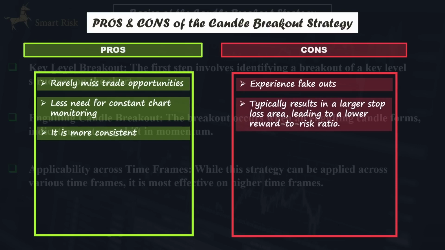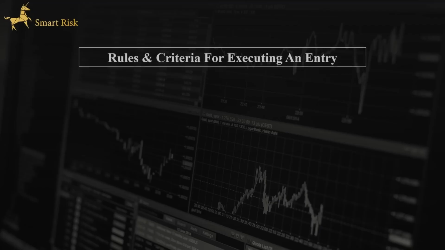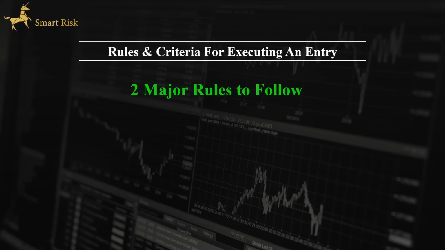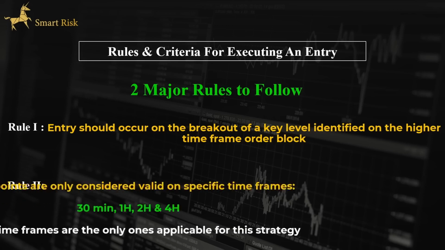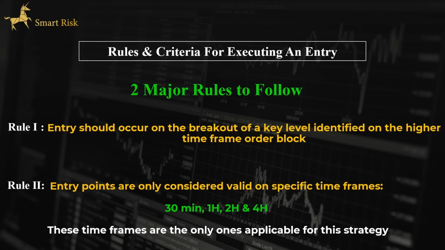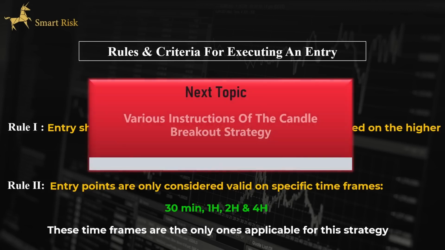Let's outline the main criteria and rules for executing an entry in this trading strategy. Entry should occur on the breakout of a key level identified on the higher time frame supply or demand area. Entry points are only considered valid on specific time frames: 30 minutes, 1 hour, 2 hour, and 4 hour. These time frames are the only ones applicable to this strategy. Now let's dive into the various instructions of this strategy and see how we should use them to execute trades in the market.